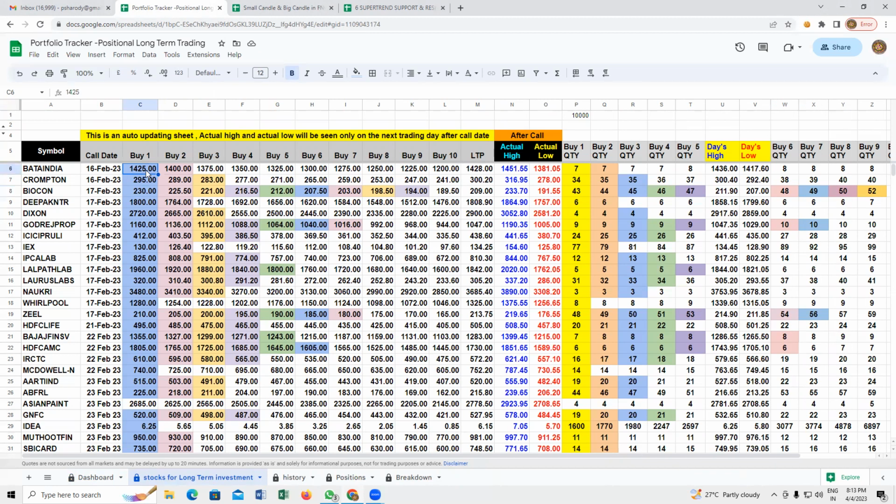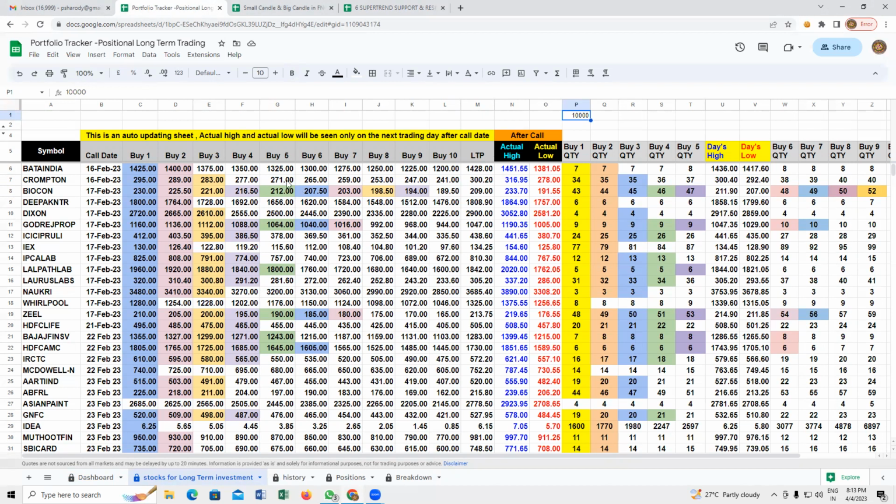We have given the buy 1 value to buy 10 values, different values with a fixed interval of 25 rupees, and the quantity that we are going to purchase is based on 10,000 rupees per trade. Suppose a script falls, first I will be buying a stock worth 10,000, and if the market falls again to the second buy value, I'll be buying shares worth 10,000 rupees again. This is the system that we adopt.